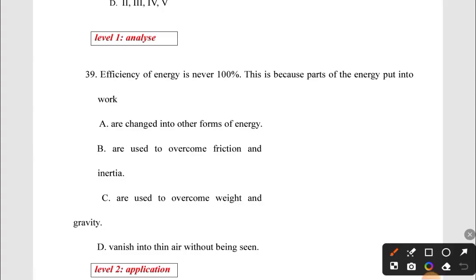So 39. Efficiency of energy is never 100%. This is because parts of the energy put into work A, are changed into other forms. B, are used to overcome friction and inertia. C, are used to overcome weight and gravity. D, vanish into thin air without being seen. The answer to question 39 is B, are used to overcome friction and inertia.